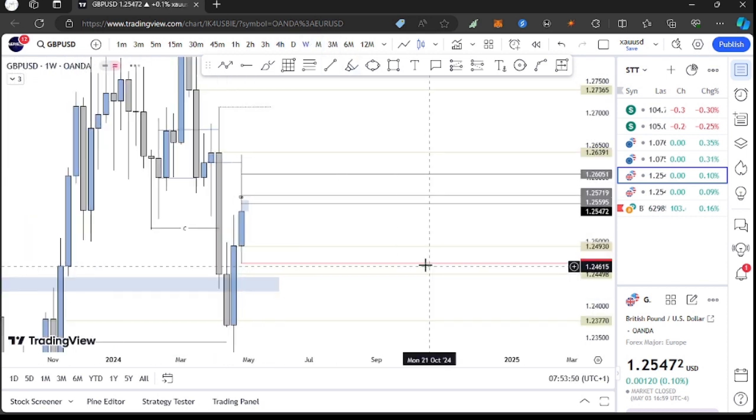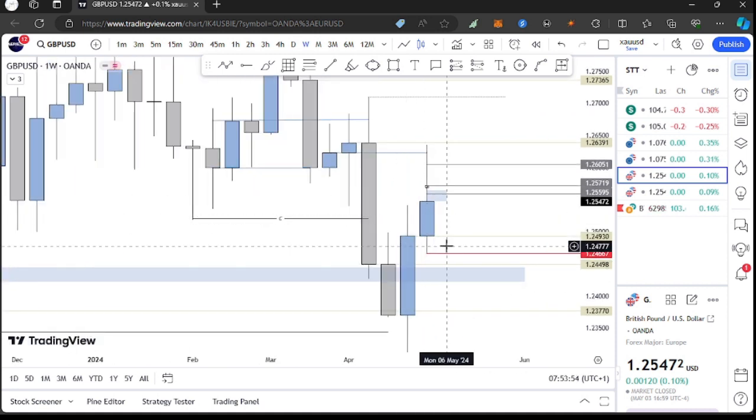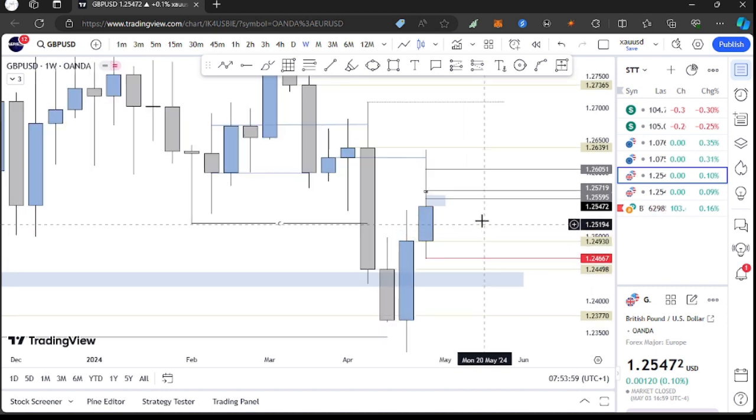Watch the weekly levels, please. Watch the weekly levels. Always wait for confirmation and use the times correctly. Use the sessions correctly. New York, London, use the sessions correctly.